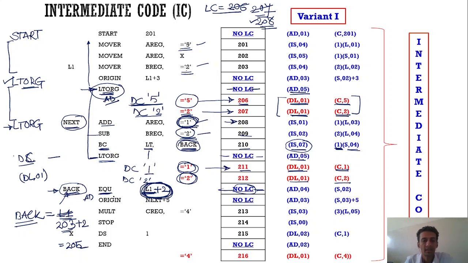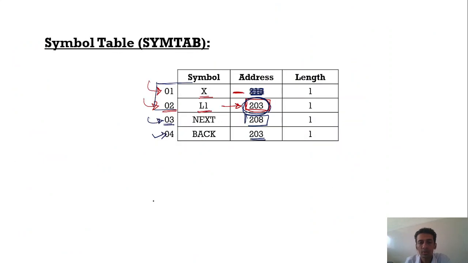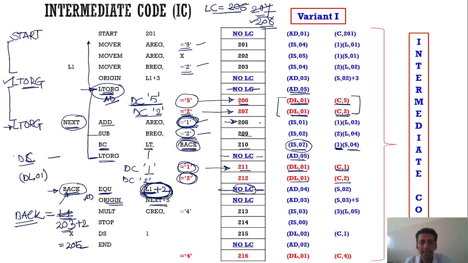Okay, next is ORIGIN. Again it's an assembler directive, so it asks the assembler to set the next LC as the result of the expression NEXT plus 5. Referring to the symbol table, we get the address of NEXT as 208. 208 plus 5 is 213. So the next LC is going to be 213. If you look at the next instruction, the LC given is 213.